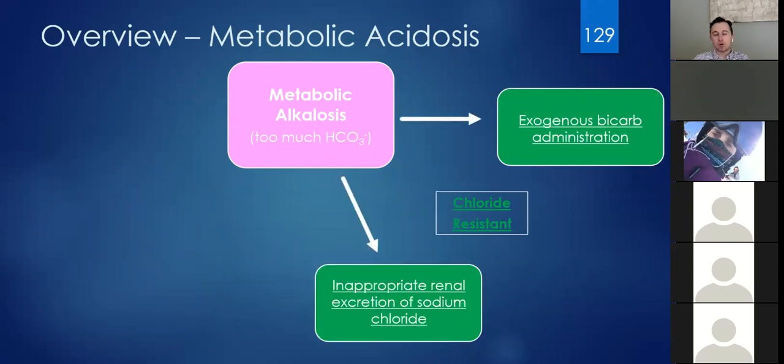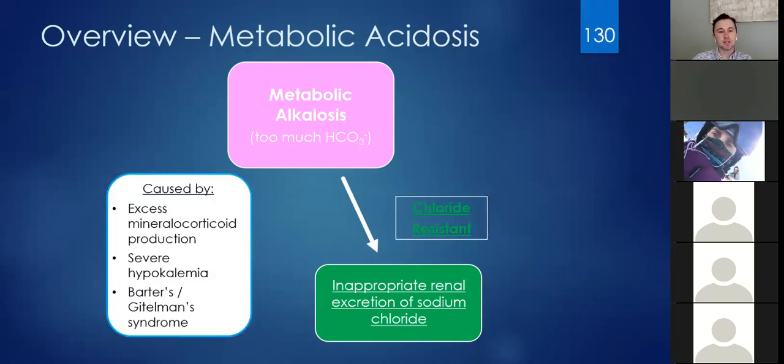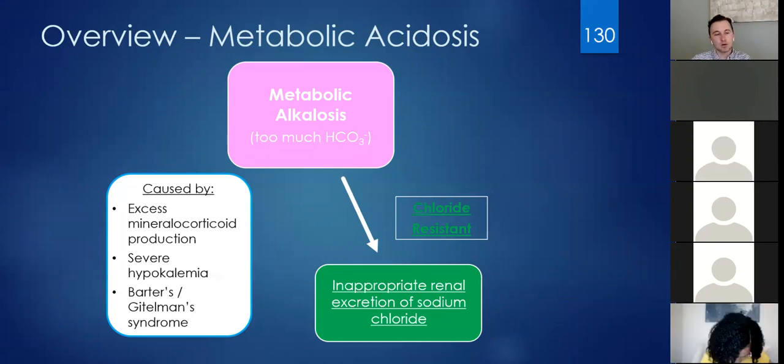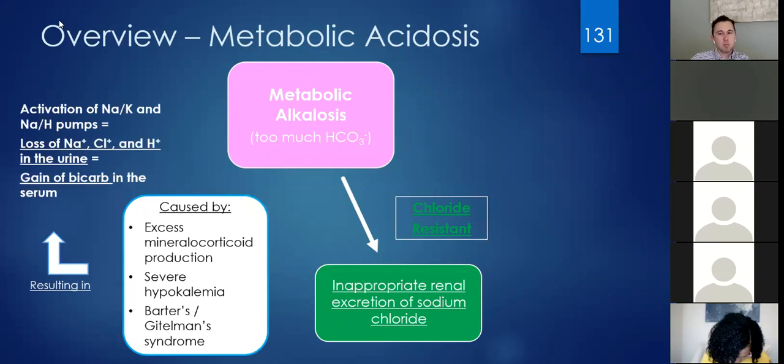Okay, so our second category, which is chloride resistant, is made up of two different buckets. The first is situations in which there is inappropriate excretion of sodium chloride in the kidneys. Most commonly, this is going to be caused by some adrenal issue or corticoid issue. Sometimes you can see it in severe hypokalemia. You'll see it in these really rare renal disorders like Bartter's and Gitelman's. But like with our other example, the chemistry here really is kind of complicated, but there's going to be activation of multiple different pumps that ultimately is going to lead to loss of hydrogen in the urine, loss of chloride in the urine, and a gain of bicarb in the serum, which again leads us to our metabolic alkalosis.